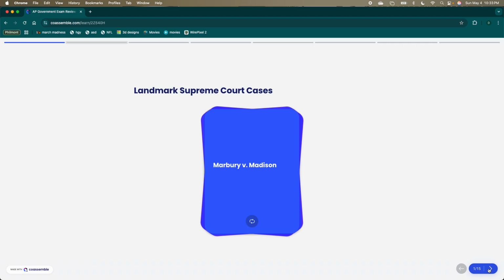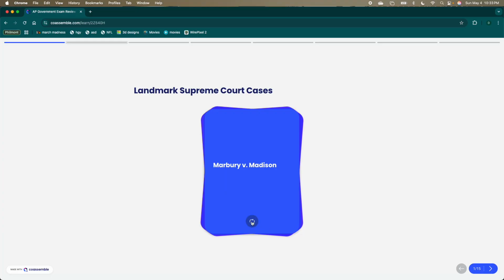Let's go into the 15 landmark Supreme Court cases. These are bound to show up on your test either in the FRQ or MCQ, so it's very important that you know these. So right now, I'm going to give you guys some context behind each case and the constitutional principle that the Supreme Court ruled with.